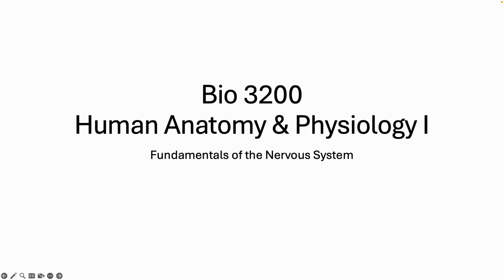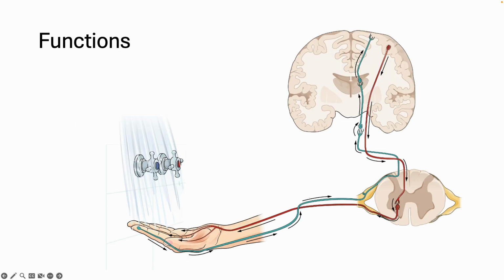In this video, we are going to be talking about the fundamentals of the nervous system, talking about the pathways and differentiating between the central nervous system and the peripheral nervous system. So, first off, the functions of the nervous system.